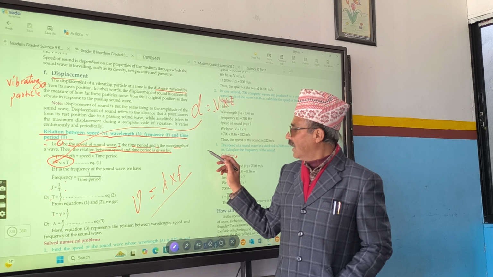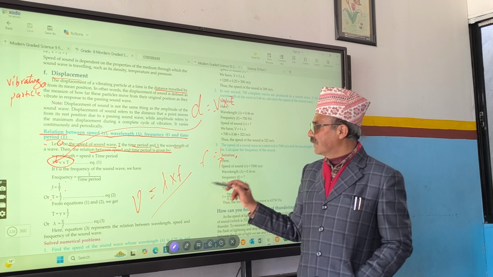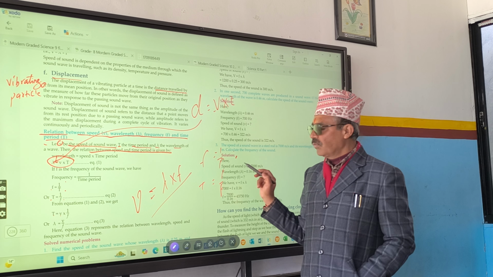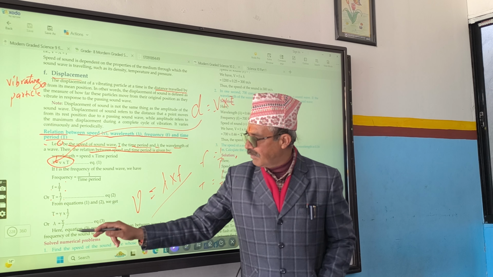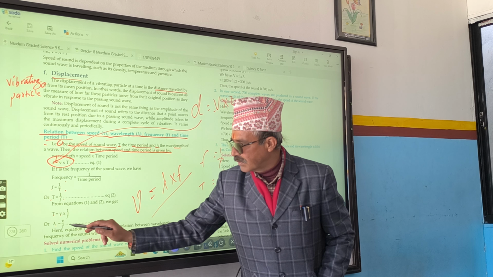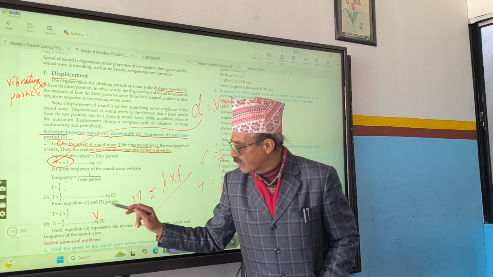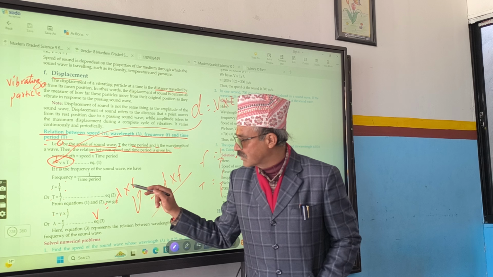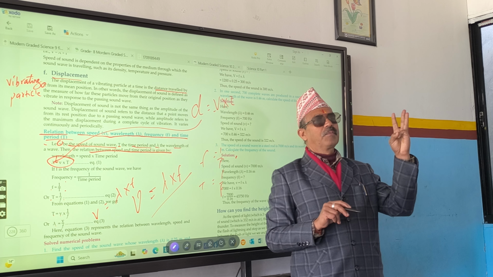But again, we have F equals 1 by T, or not? So T equals 1 by F. When we put the value of T as 1 by F, lambda equals V by F, or we can write V equals lambda times F. These three formulae we have to remember.